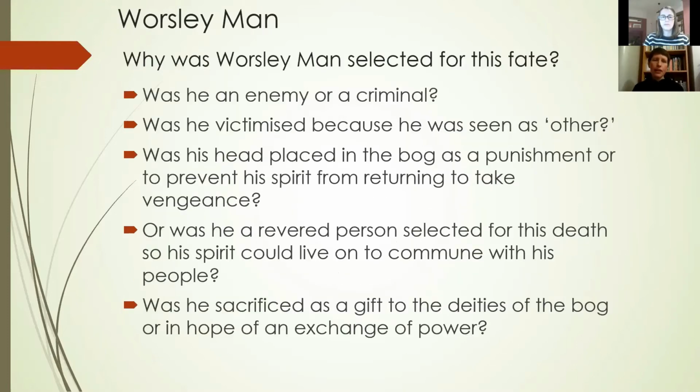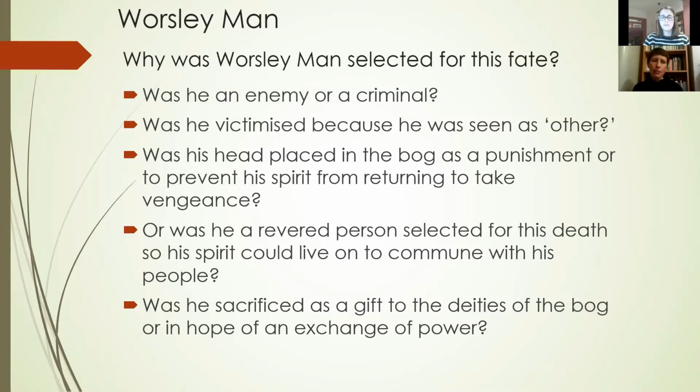So why, you might wonder, was Worsley Man selected for this fate? Was he an enemy or a criminal? Was he victimised because he was seen as other? Perhaps because of his cauliflower ear? Perhaps because he had some kind of physical deformity. We haven't seen his body, only his head. Perhaps he had a mental disability. Was his head placed in the bog as a punishment, or to prevent his spirit from returning to take vengeance?